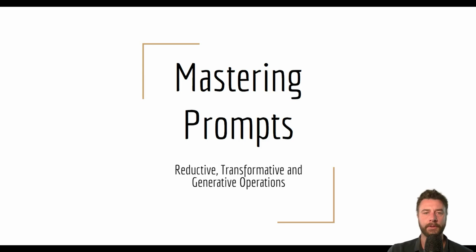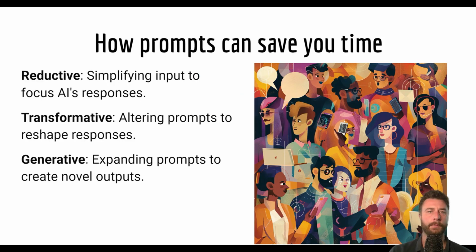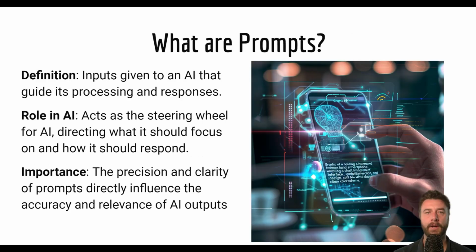Mastering prompts: reductive, transformative, and generative operations. Prompts are the way we interact with artificial intelligence in the most consumable, easy to understand way. These prompts can help you save time, whether at home doing domestic chores or at work. Reductive is simplifying an input to focus the AI's response. Transformative is altering prompts to reshape our responses. Generative is expanding prompts to create novel outputs.